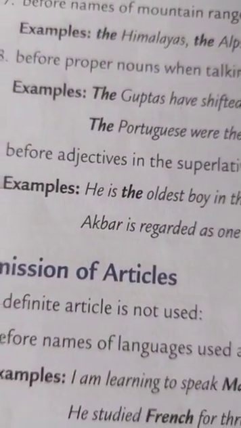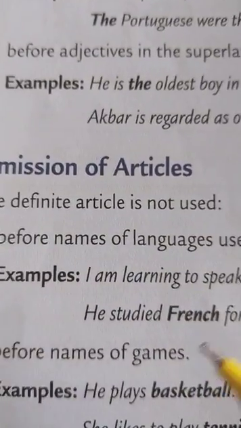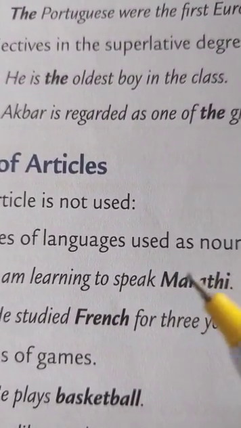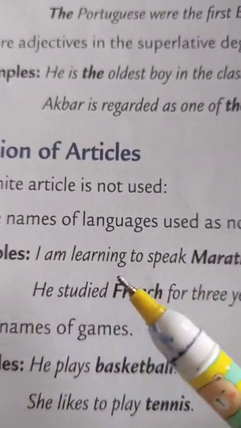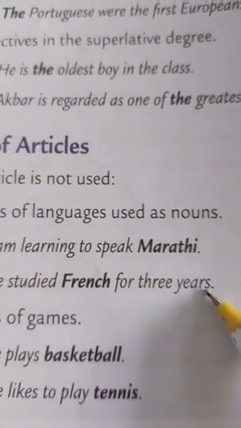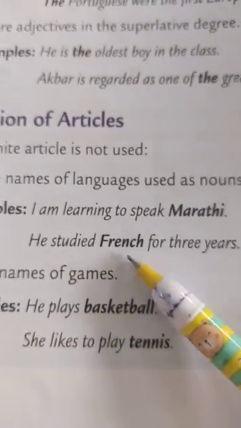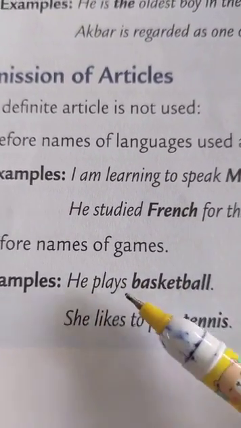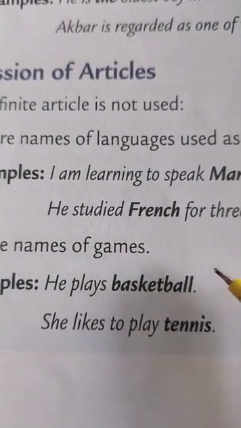Now, omission of article means when we do not use article. We do not use article before names of languages used as nouns. So when names of languages are used as nouns, we don't use articles before them. For example, I am learning to speak Marathi. He studied French for 3 years. Okay, so here these names of the languages are being used as nouns. So we have not used articles before them. We don't use article before the names of games. Like he plays basketball, she likes to play tennis, not he plays the basketball. That is wrong.